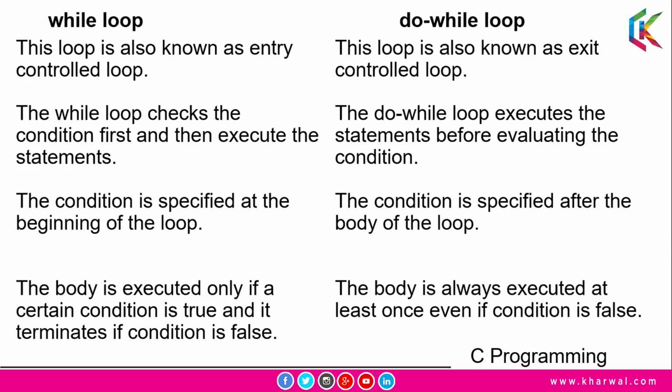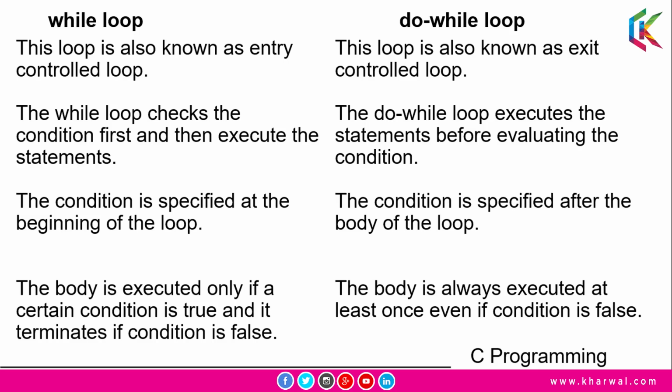So guys, while loop is also known as entry control loop, whereas do while is known as exit control loop. The while loop checks the condition first and then executes the statements. Whereas in do while loop, the do while loop executes the statements before evaluating the condition.